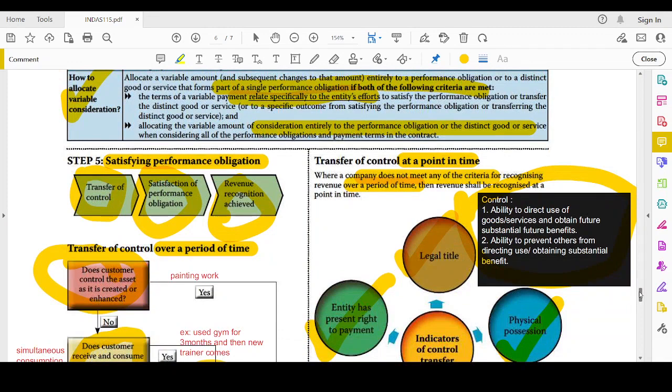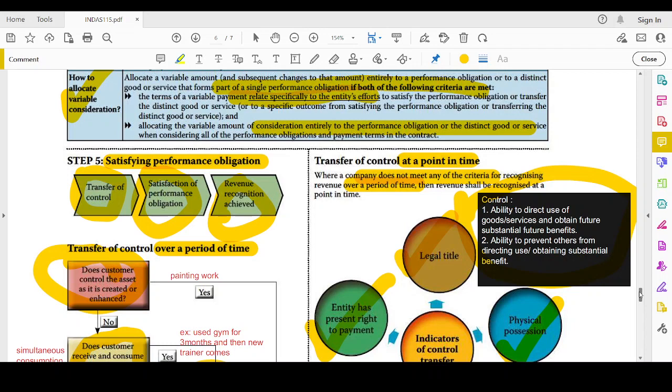Satisfying the performance obligation. Now that we have identified the contract, the performance obligation, and the transaction price, and also allocated the transaction price to the individual performance obligations, what is the pending thing? It is only to satisfy the performance obligation. When does the satisfaction happen? Only when the transfer of control occurs.